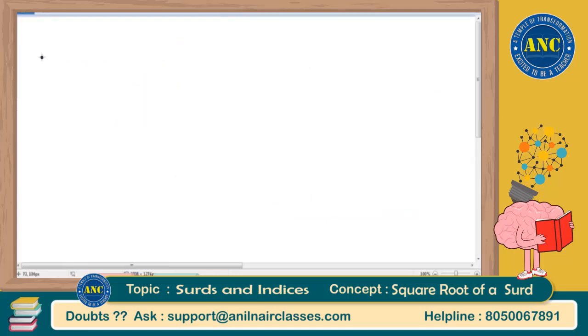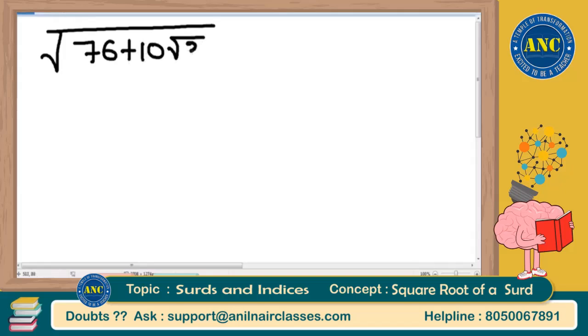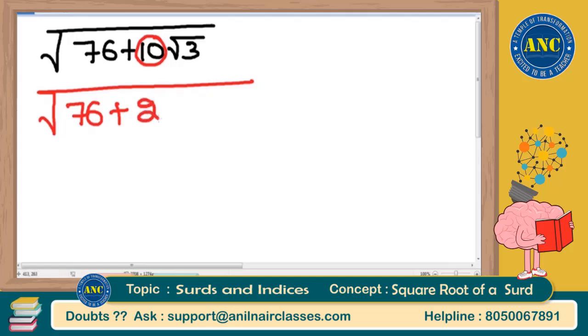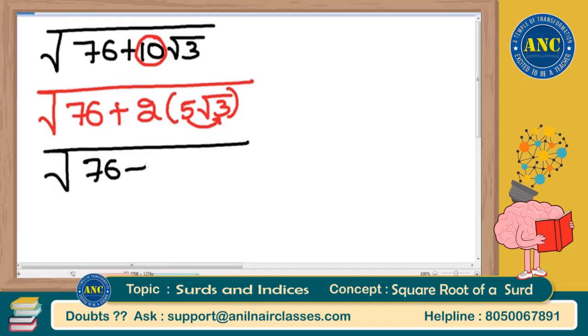Listen carefully, sir. Your question is square root of 76 plus 10 root 3. Same logic I will implement once again. I don't want it to be 10. I want that 10 to be written as 2 into something. So 10 is nothing but 2 into 5 root 3. Now, can I again say that this 5 also, if I put it inside the square root, of which number is 5? Square root of 25 is 5. So it is 76 plus 2 into root of 75, right? Root of 25 into 3 is root 75.